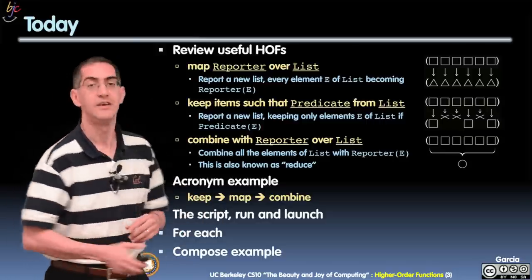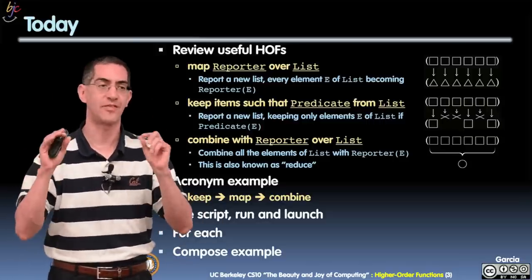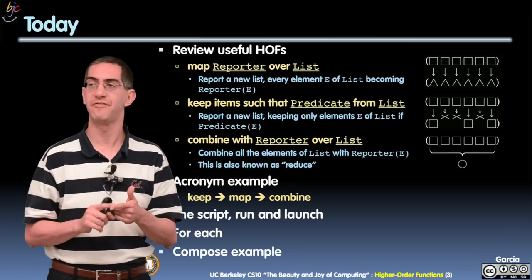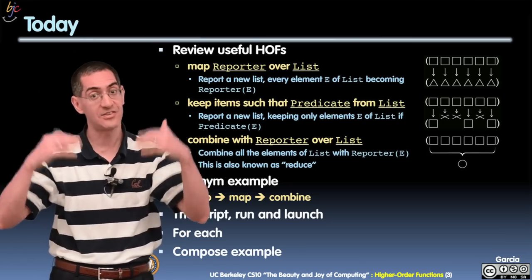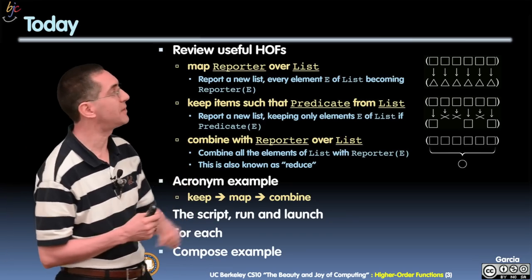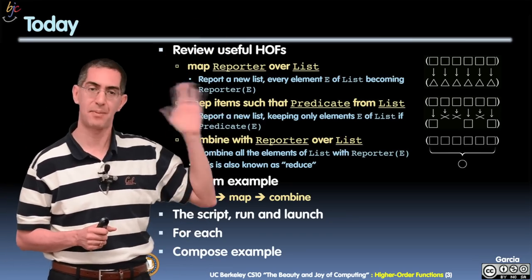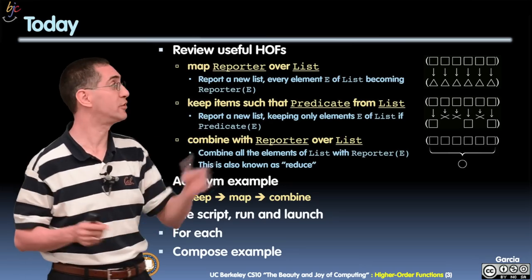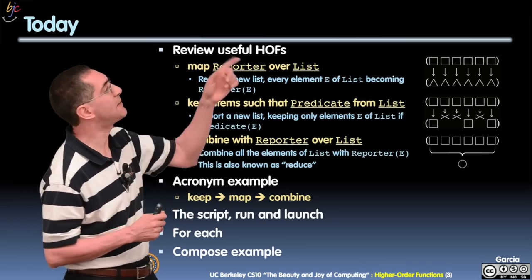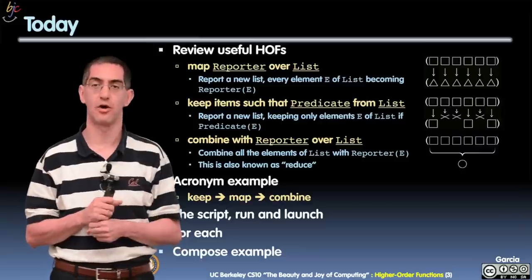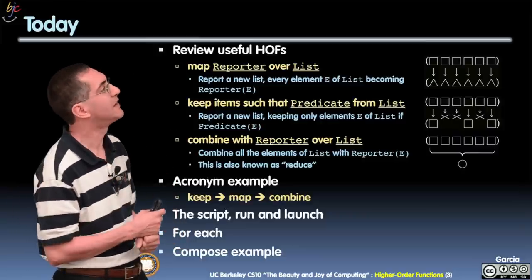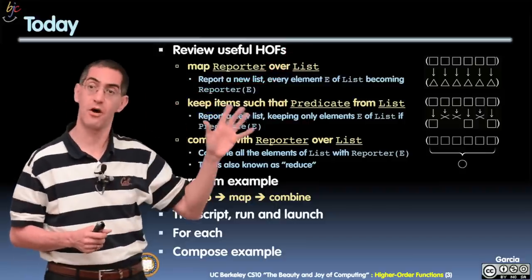Let's jump right in. In review, we saw that a higher order function is one that takes in a function as input or returns a function as output. We saw three common patterns for these higher order functions: map, keep, also called filter, and combine, also called reduce. Sometimes we'll slip and say that. Here's the picture for that. We saw all three examples.